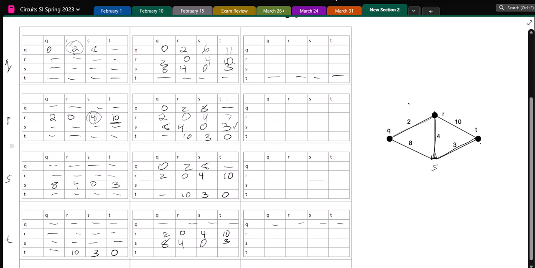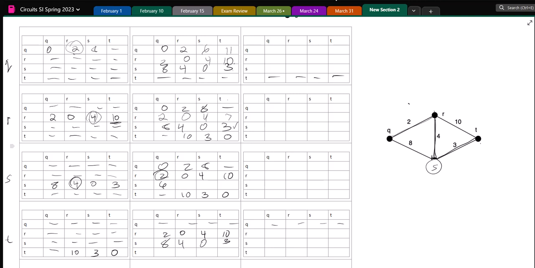Now S. Okay, to get to Q, what happens if we go through R? We're starting at S, and to go through R, it costs us 4 to get to R, and from R it costs 2 to get to Q. 4 plus 2 is 6, which is less than 8.